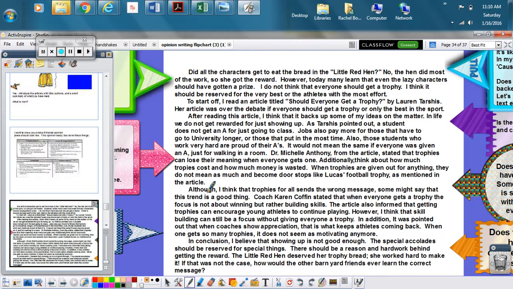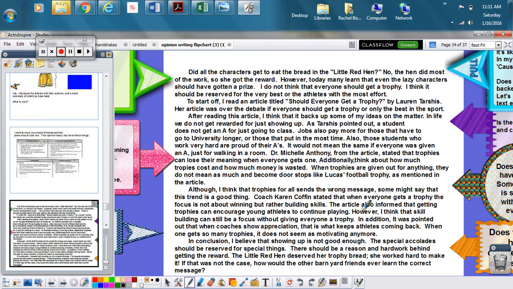And now I'm going to be saying some of the counterclaims for the other side. And then I'm going to argue those back in my writing. So my transition is, although I think that trophies for all sends the wrong message, some might say that this trend is a good thing. So here you see that some might say, and that's a clue that I'm moving into what my opponent might think. Coach Karen Coffin stated that when everyone gets a trophy, the focus is not about winning, but rather building skills. The article also informed that getting trophies can encourage young athletes to continue playing.